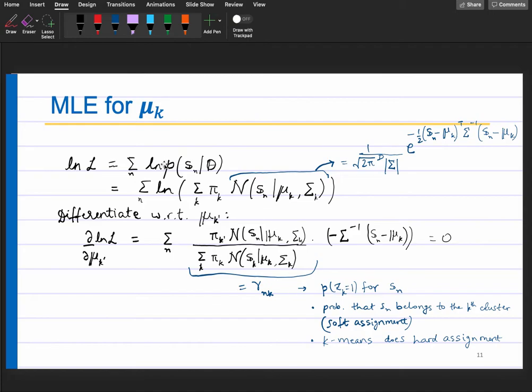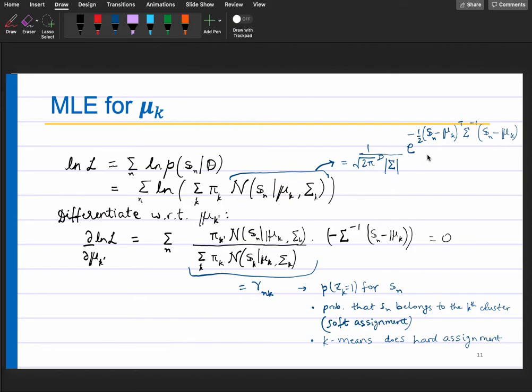Now I will expand this P of sample given theta. In case of Gaussian mixture model, it is this: the probability that it comes from the kth cluster times the probability of the sample given the cluster, summed over all the clusters. This is my P of sample given theta. Okay, now what is this normal distribution? It is simply 1 upon 2 pi.